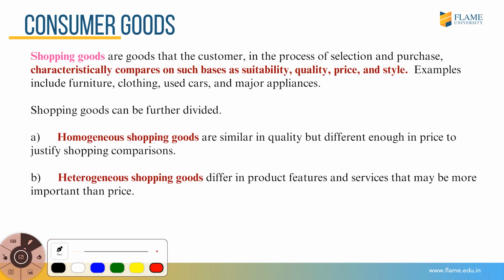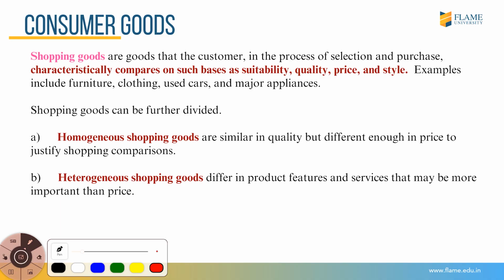Shopping goods can be further divided into, for example, homogeneous shopping goods, which are similar. For example, a single door refrigerator. There are different varieties of single door refrigerators. One may be 200 liters, 240 liters, 300 liters, but all are single doors. It may be from a single manufacturer, it may be from a different manufacturer. All these goods are called homogeneous goods.